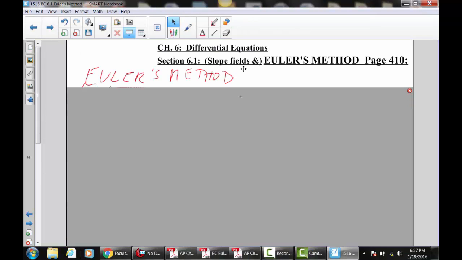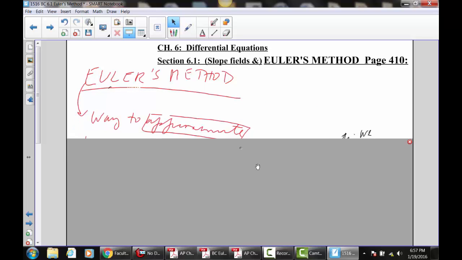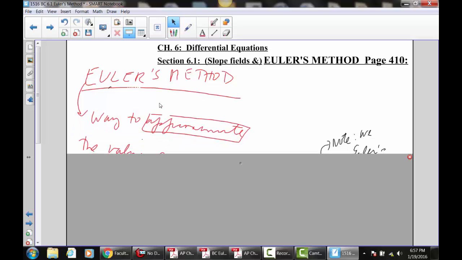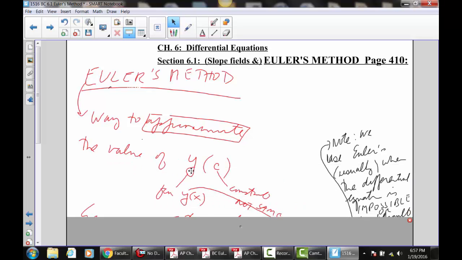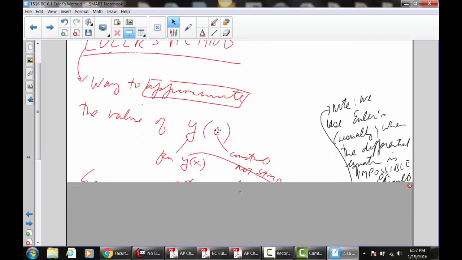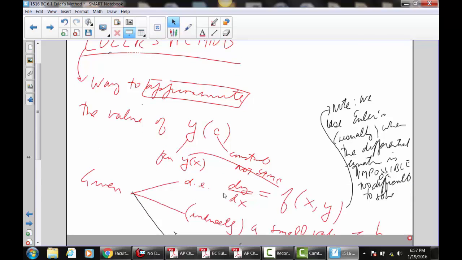Okay, 6.1 has slope fields, which we saw last year, but the main thing is it has Euler's method on page 410. So Euler's method is a way to approximate, emphasis on approximate, these are not exact answers, to find the value of y equals c. Now they're going to call the function y of x instead of f of x, where c is a constant. And here's what they're going to give you.